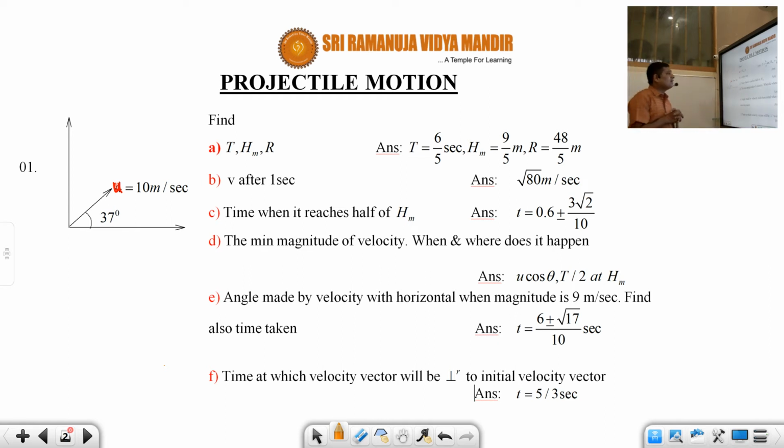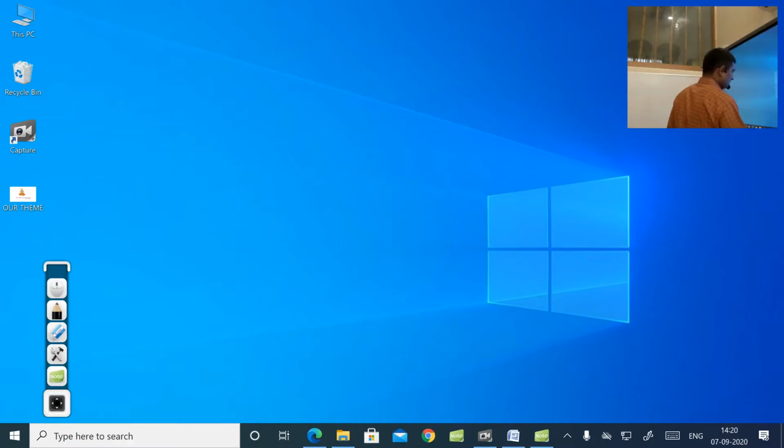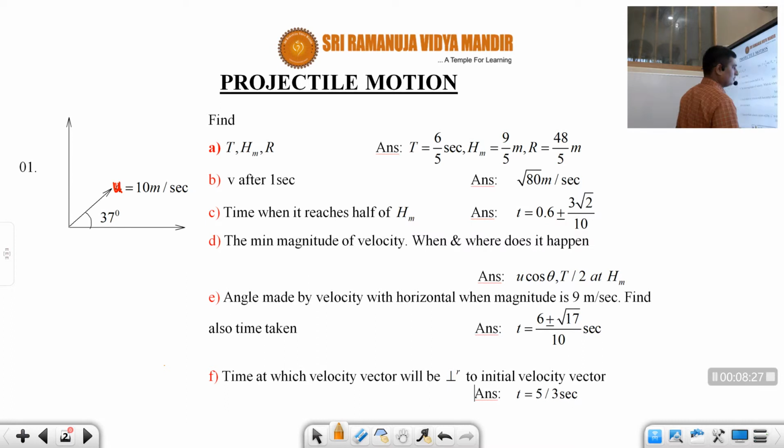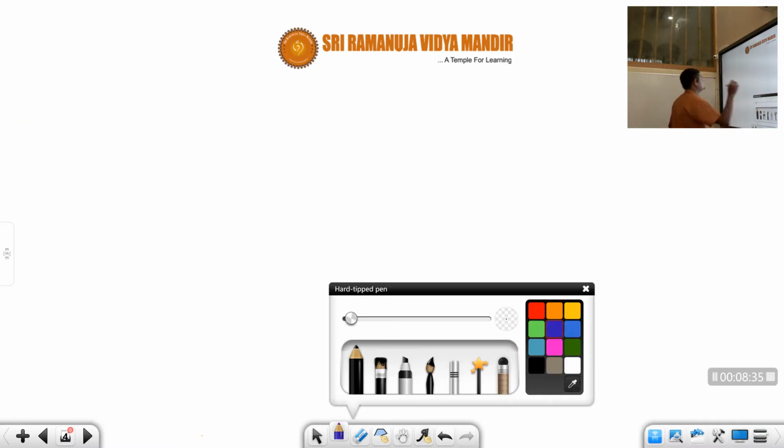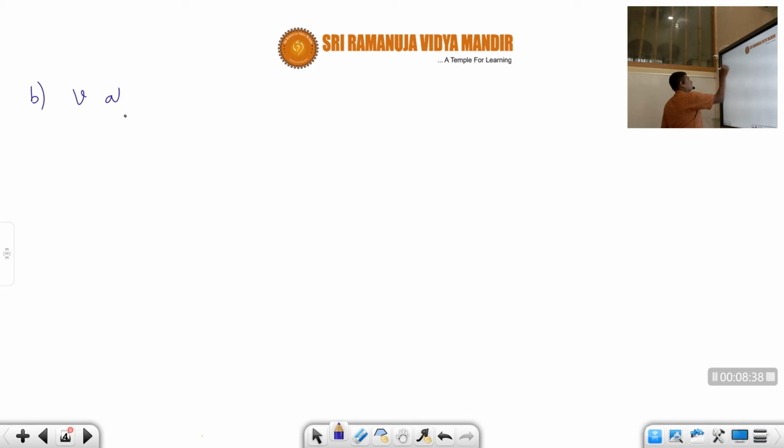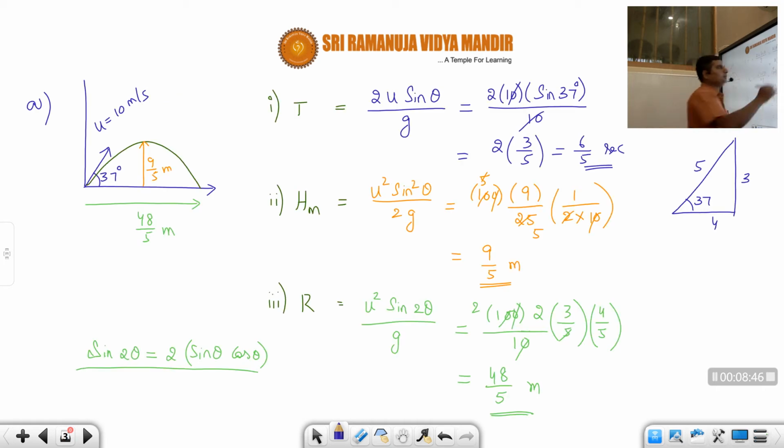Next, find velocity after 1 second. Find velocity after 1 second, okay students. Now this I'll explain. Now this is the B part, velocity after 1 second. Actually for the total time of flight we already calculated 6 by 5, that means 1.2 seconds. That means the time taken from here to here is 1.2 seconds. Now we want velocity at some time, 1 second. So velocity at 1 second we have to calculate.